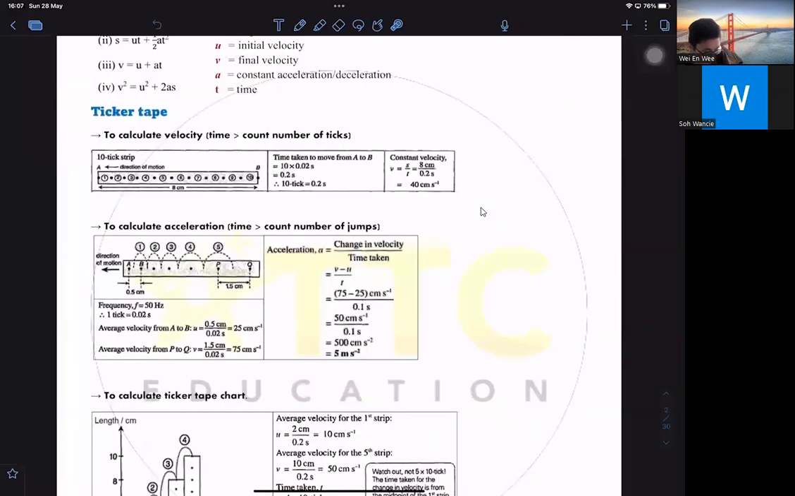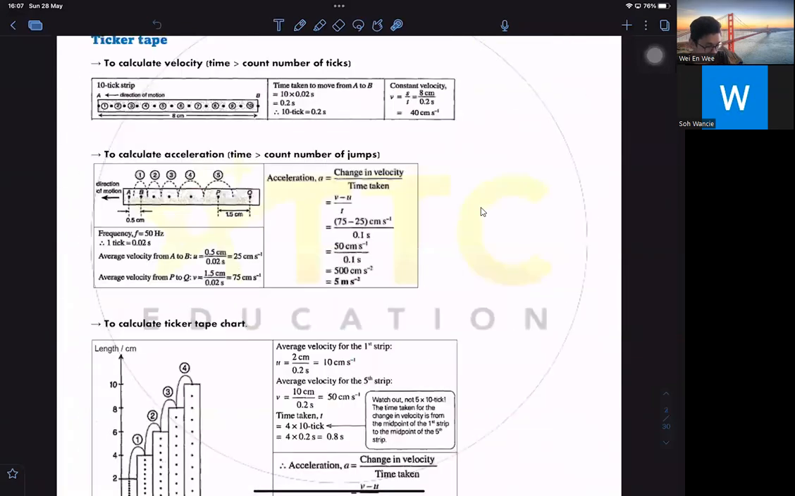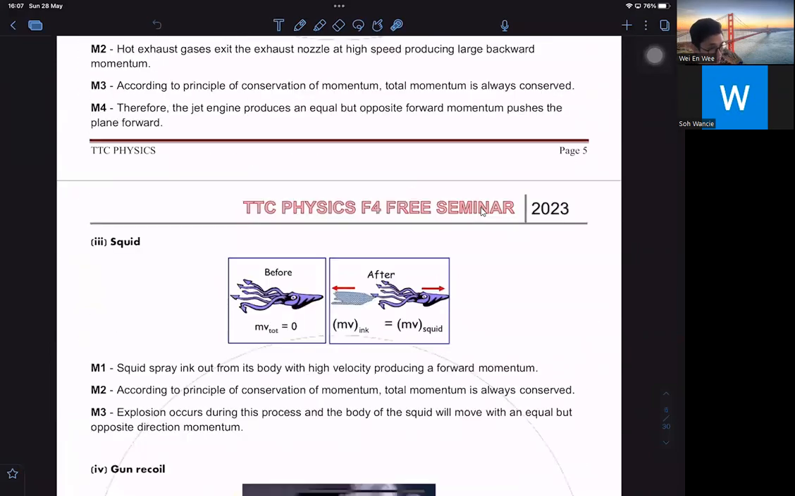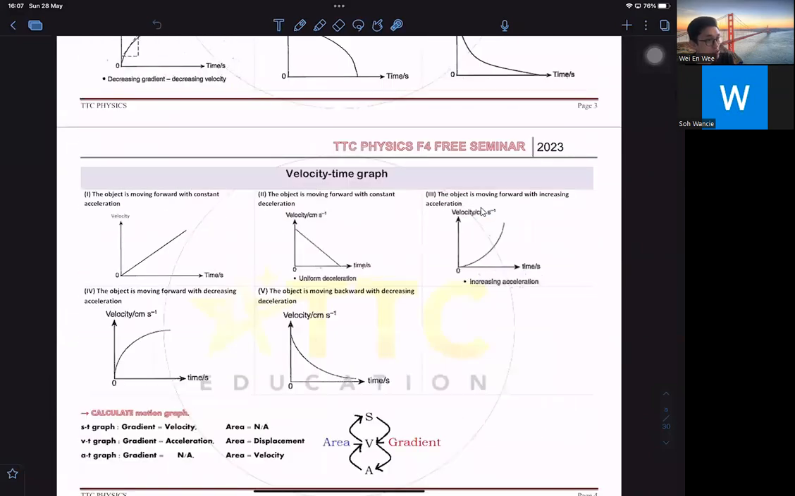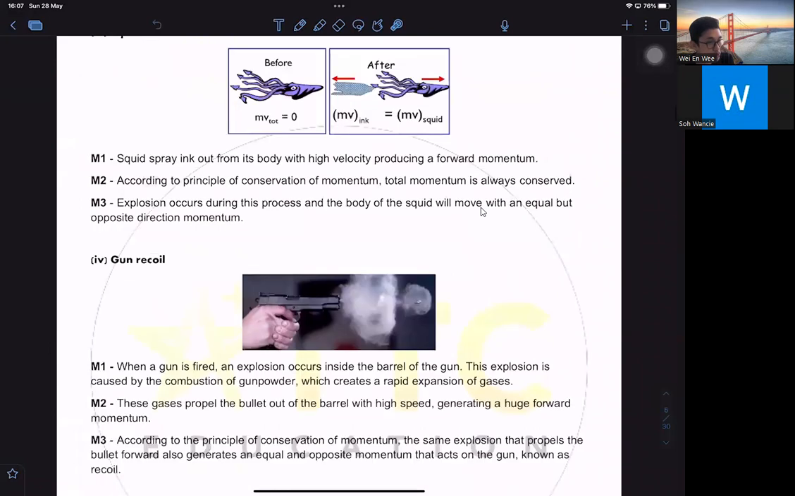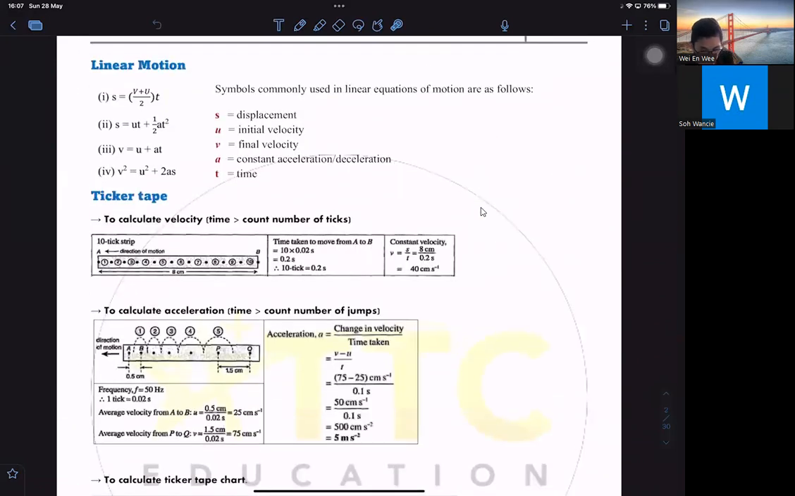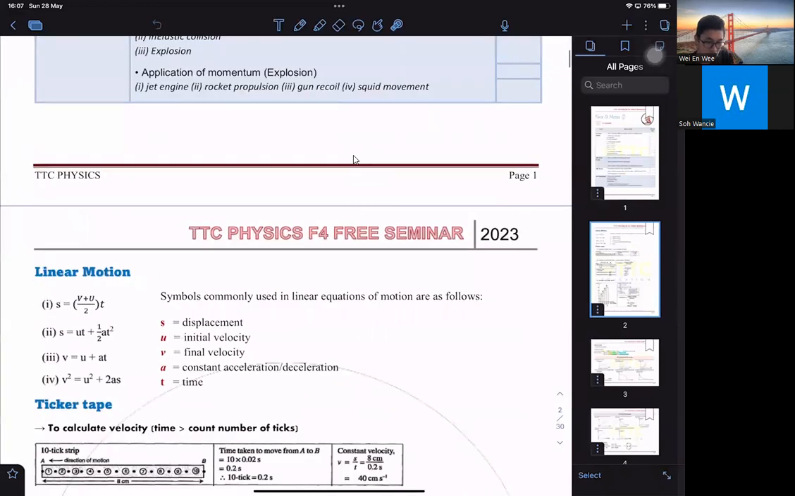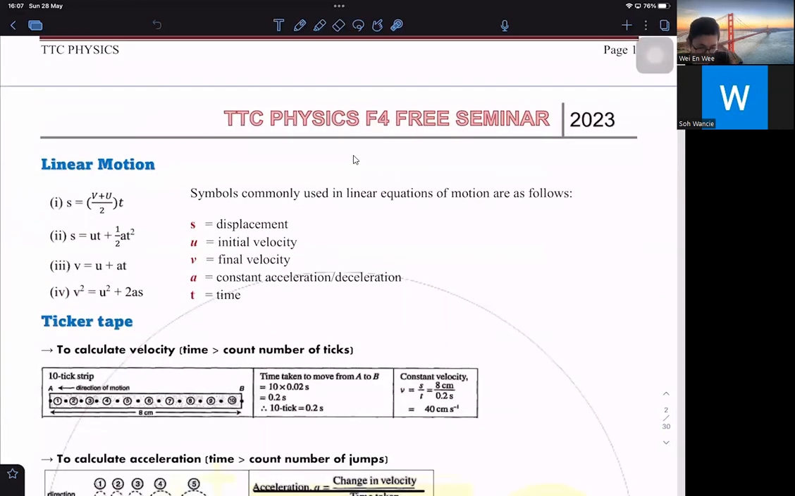I will very quickly go through these things first, the linear motion and ticker tape, and then we will do some exercises. Then we will come back, I'll talk about motion graph, then momentum, then only we will do some more exercises. We will try to do as many questions as we can, but we will not finish everything. Those that we cannot finish later on, we will upload the answers, probably give you a link on the website also, then you can get the answers and try the remaining questions yourself.